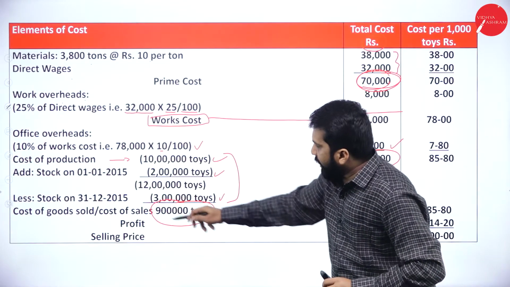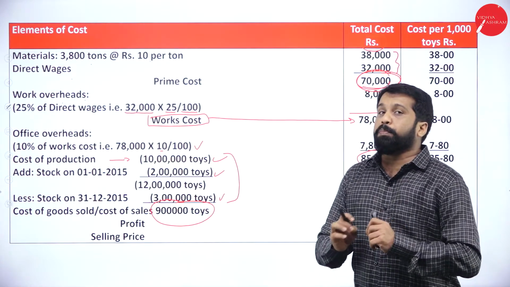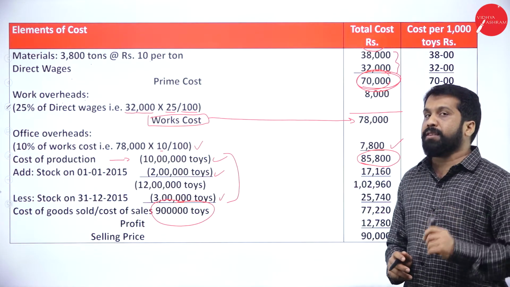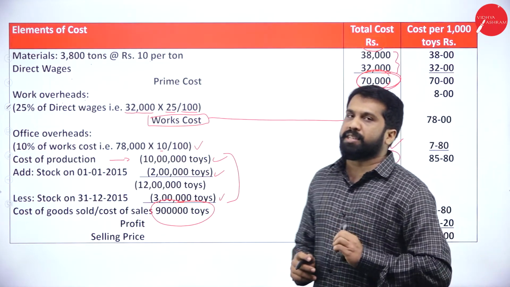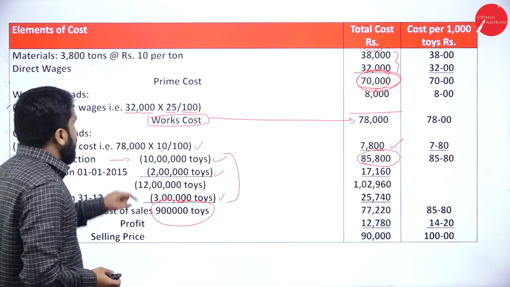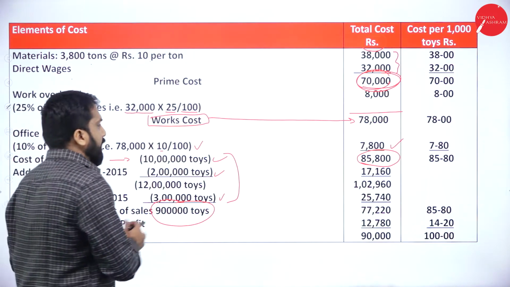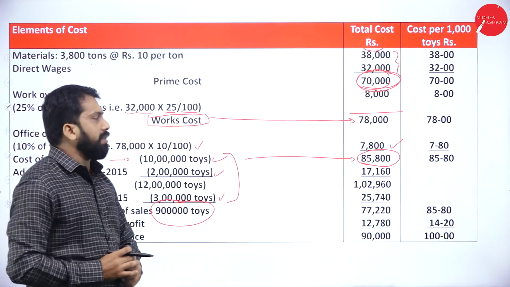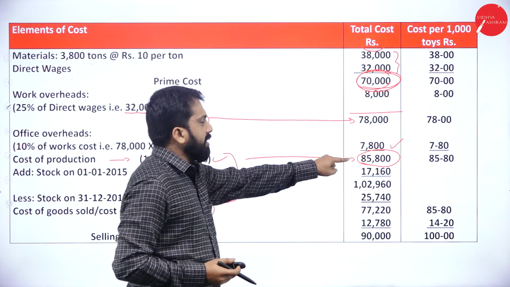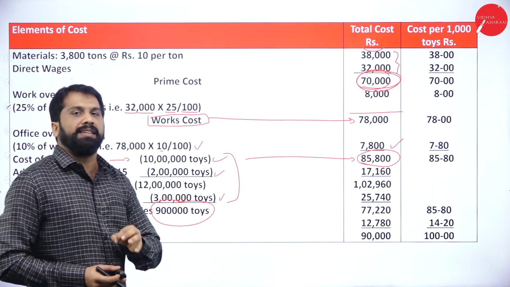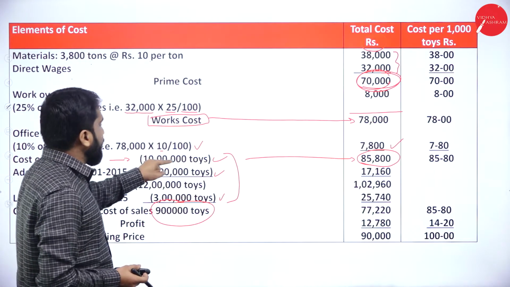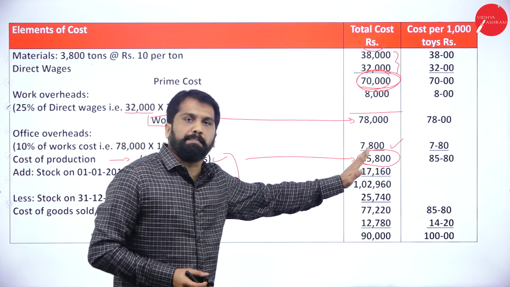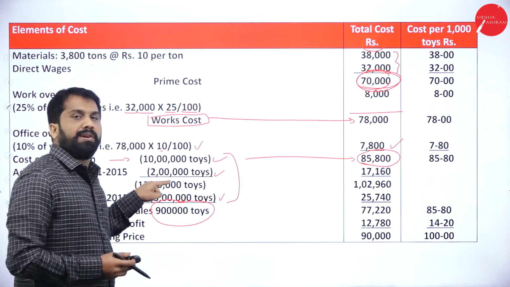Now, we calculated everything, but we don't know what is the rupees for this. Unless you know the rupees, you cannot fill the column. How to find out the rupees? For that, there is a logic. If it is 10 lakh, we know that it is 85,800. Why? Because 78 plus 7,800, it is 85,800. Easy, already we know. For 10 lakh toys, the price is 85,800. But how much for 2 lakh toys?